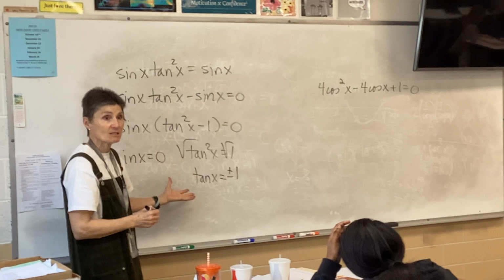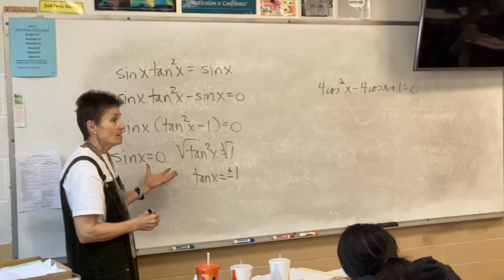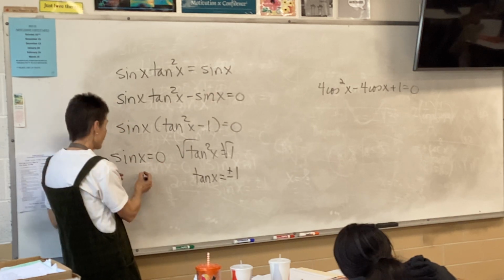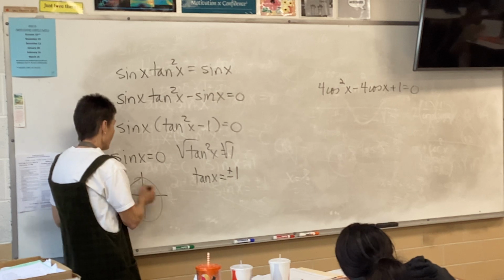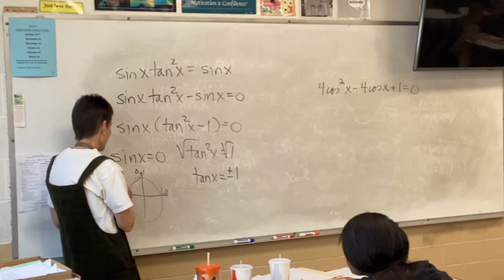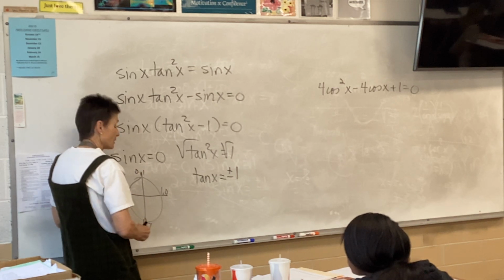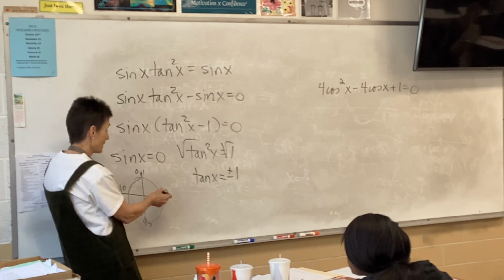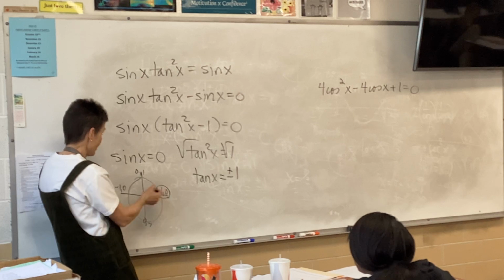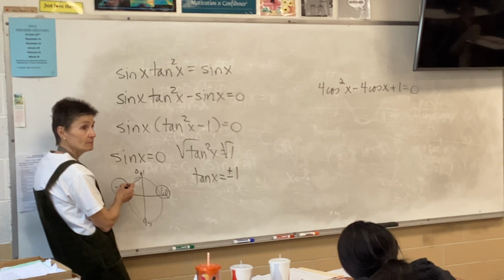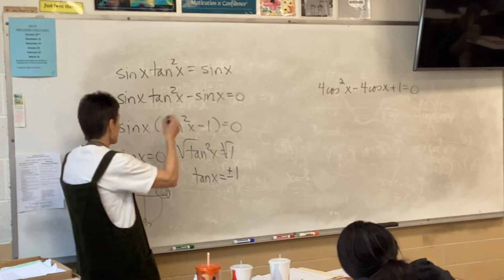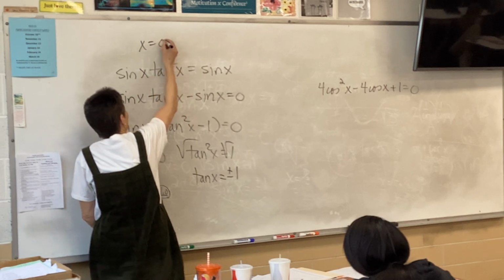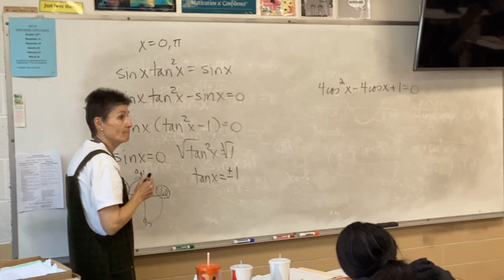Perfect. Everybody get this far? That's great. Now, there's a 0, so you know you're going to be looking at your circle. Where did you figure that the sine was 0? That's y. So here and here. So two answers so far are 0 and pi.